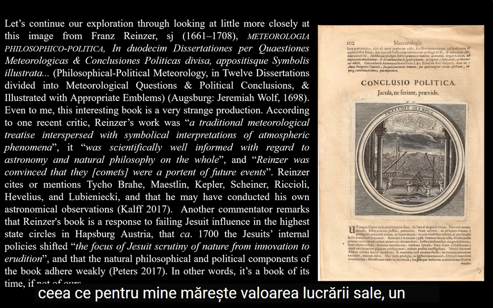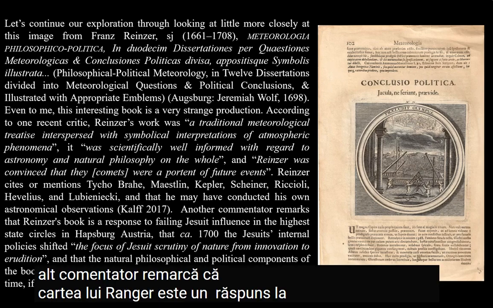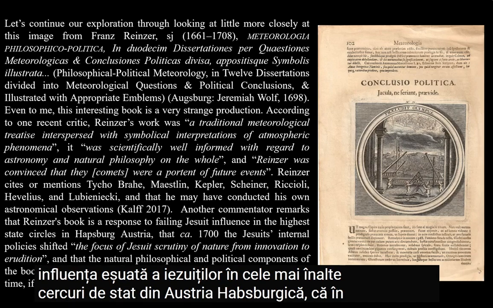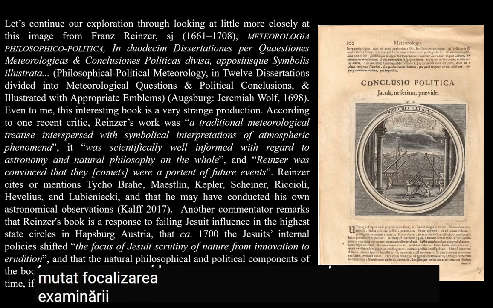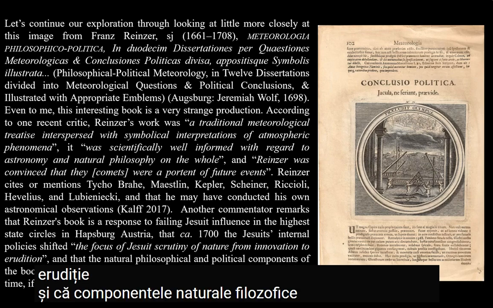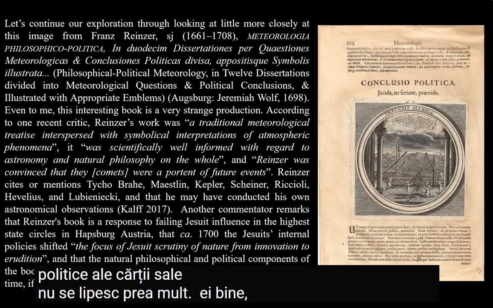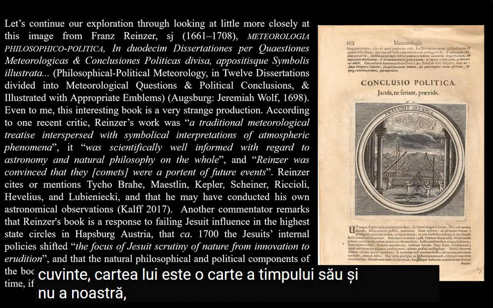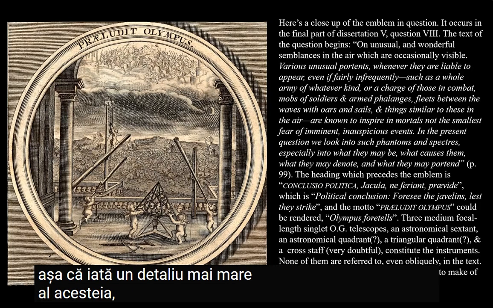Another commentator remarks that Reinzer's book is a response to failing Jesuit influence in the highest state circles in Habsburg Austria, that around 1700 the Jesuits' internal policies shifted the focus of Jesuit scrutiny of nature from innovation to erudition, and that the natural, philosophical, and political components of his book don't stick together very well. In other words, his book is a book of his time and not of ours. So here's a larger detail of it.